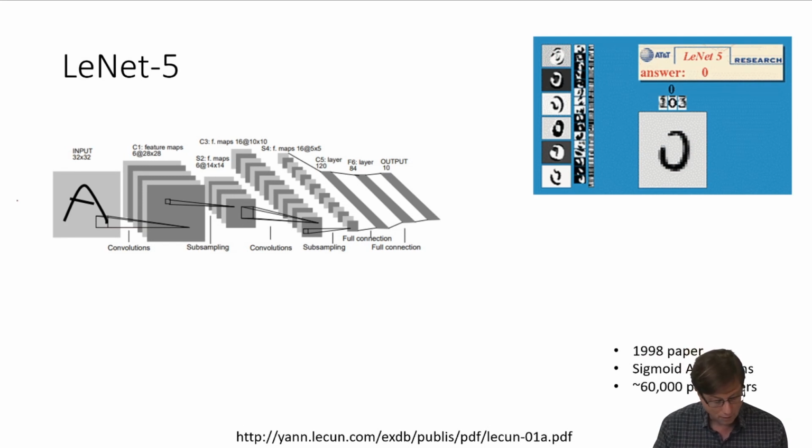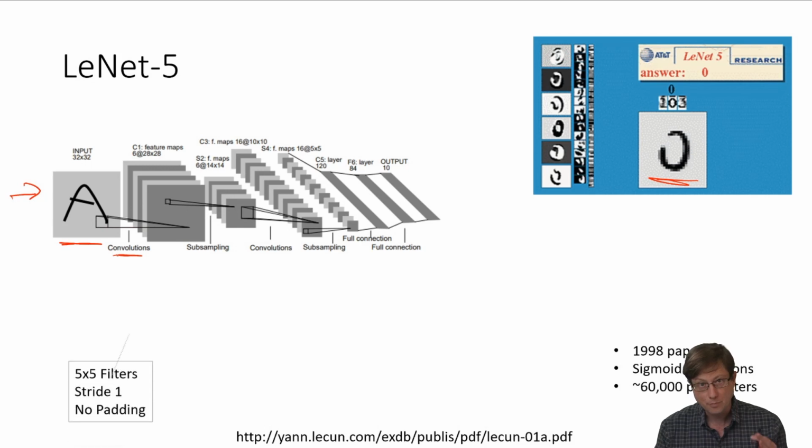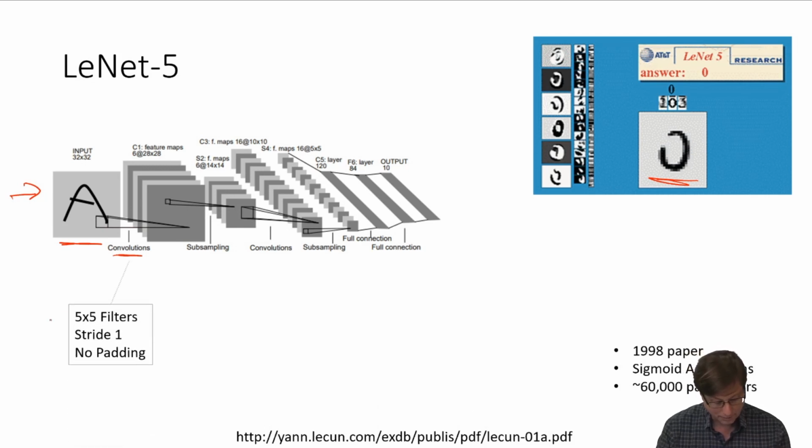So here's the architecture that we're talking about. There's an input, which is an image that is 32 pixels by 32 pixels. Here, there's an A, but ignore that A because we're trying to get digits, so there's no A. Well, you could do the same task to try to do optical character recognition if you wanted to. Here's the input. Then the first layer is a convolution layer, and the convolution layer has these properties. It's a 5x5 filter with a stride of 1 and no padding.